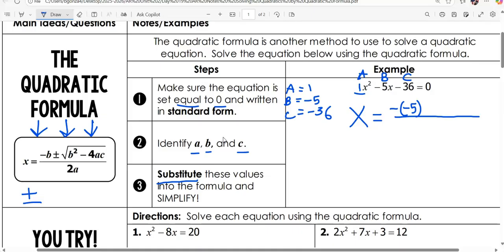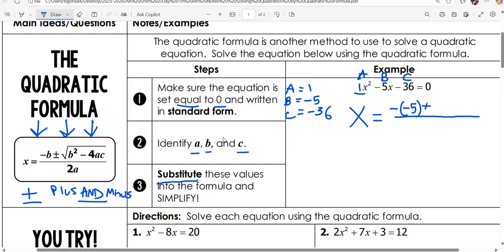Now, do y'all see this weird thing right here? It's like a plus and a minus. That's literally what it is. It's both plus and minus. There's two answers. I'm telling you what it means. It's plus and minus. Okay?